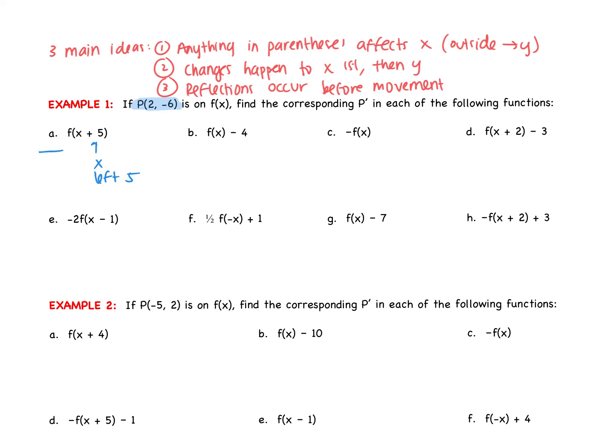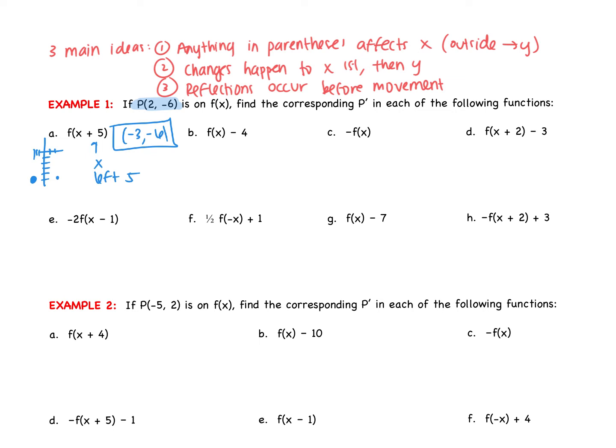Some of you can picture it in your head. If you can't picture it, you might want to draw the point. So there is our point (2, -6). And if we move it left 5, it'll end up over here somewhere. So that'll be the point (-3, -6). Again, y is unchanged. X is the one that changes.